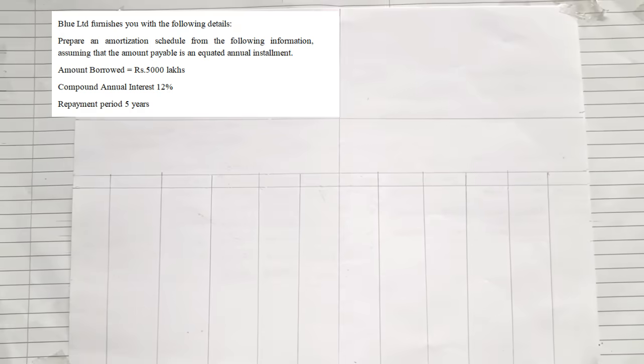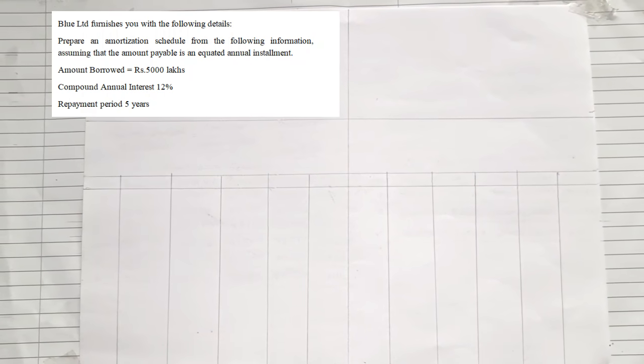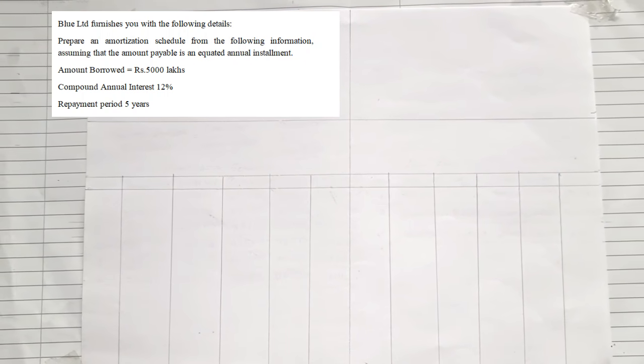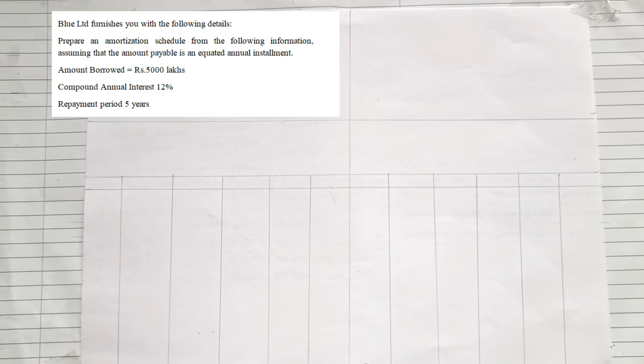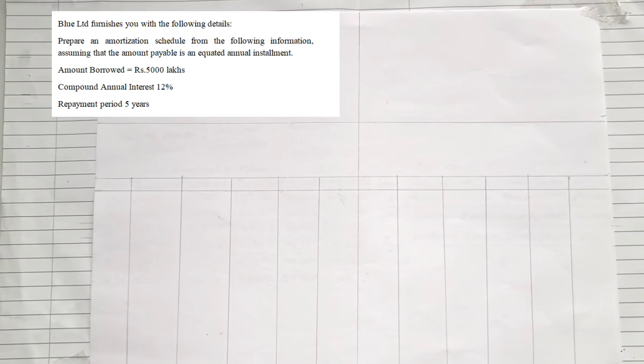Okay, now the third question reads as, that Blue Diamond furnishes you with the following details. The term loan required is 5,000 lakhs. Interest rate is 12%. Tenure of the loan is 5 years, repayable with installment and interest at the end of each year. Okay, and you need to solve as per the amortization schedule, assuming that the amount payable is an equated annual installment. Again, equated annual installment, so we will have to find the equated annual value now here.